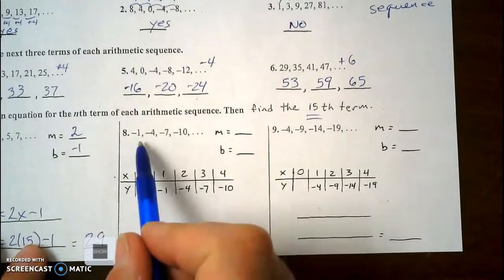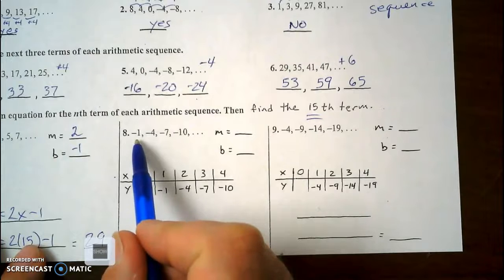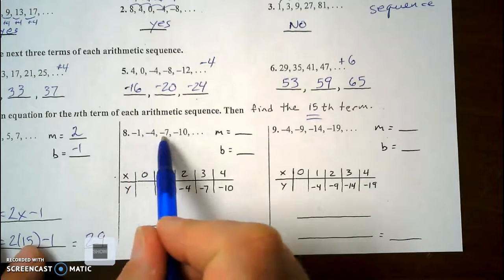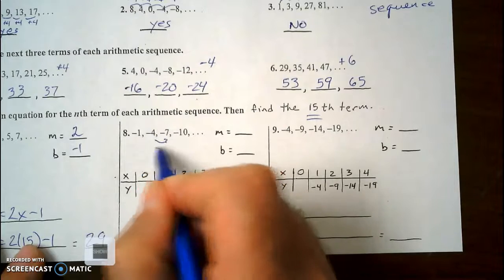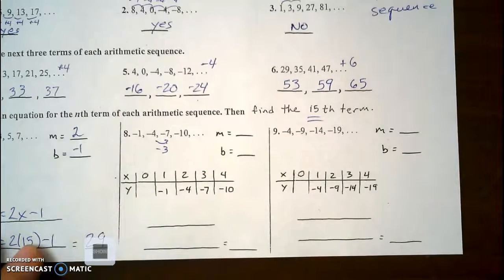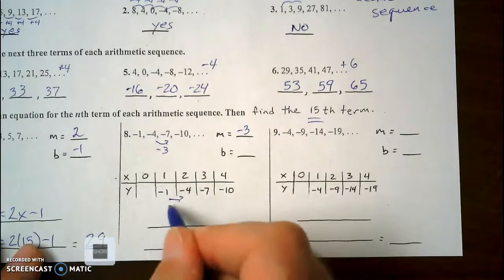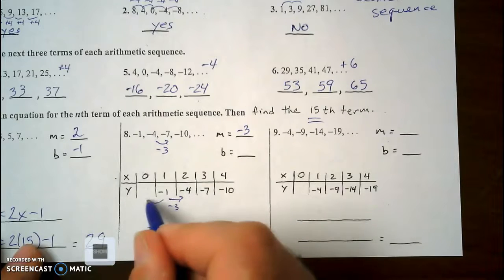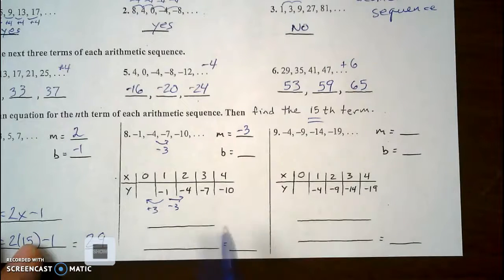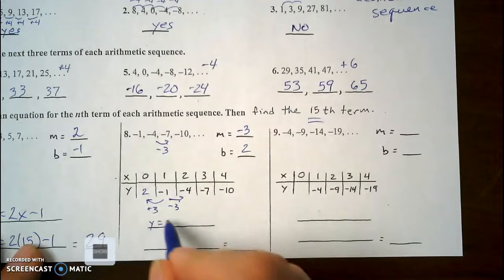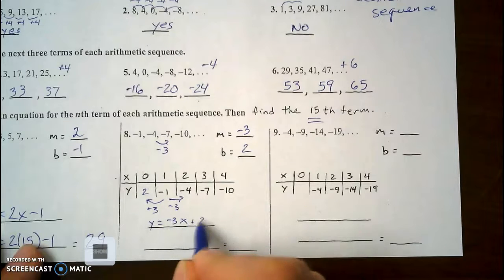So let's see. This one was also used, I believe. Oh, no, this might be a new one. So, minus 3, minus 3, minus 3. So that's what the pattern is doing. That's my slope, m, negative 3. Now think, if it's going minus 3 in this direction, we will do plus 3 in that direction. So negative 1 plus 3 is 2. That's my y-intercept. y equals negative 3x plus 2.